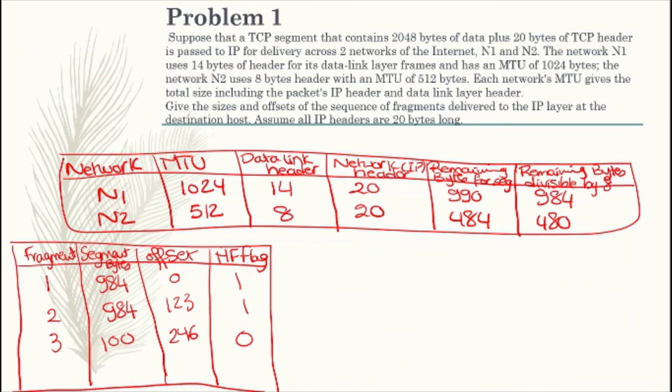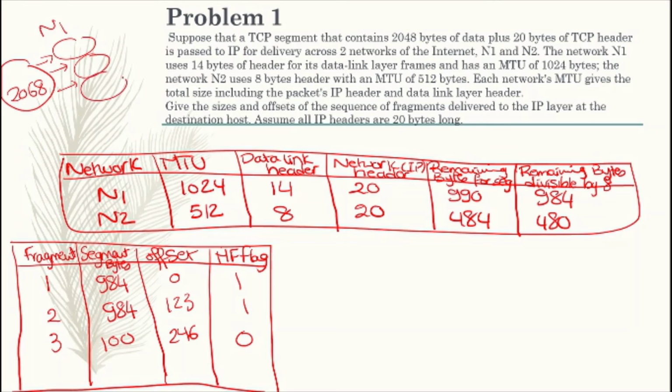I just redrew the table again so that we could have the rest of the answer over here. So what we did so far was that we saw the maximum segment size which was transferred, which was 2048 bytes of data plus the TCP header, which is 20 bytes. So in order for this segment to pass through N1, we had to fragment it into 3 fragments.